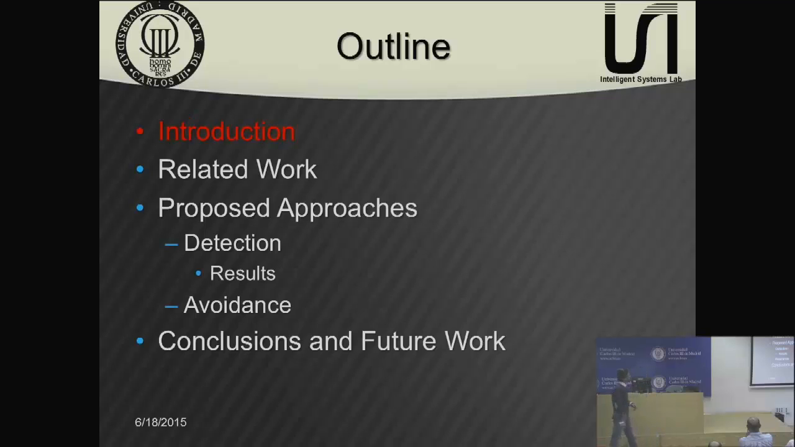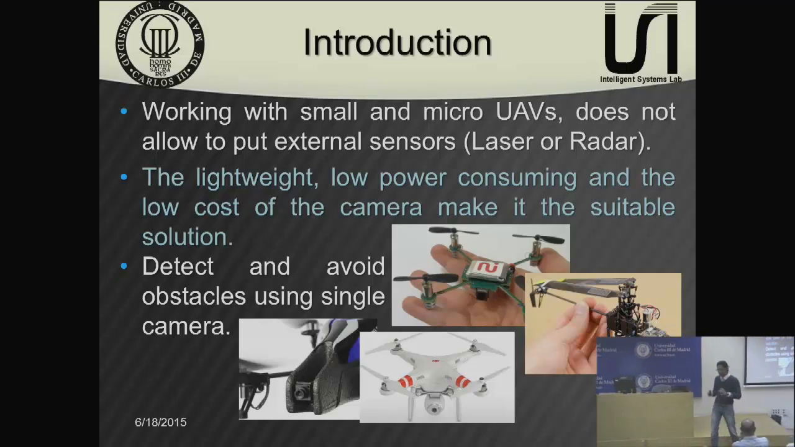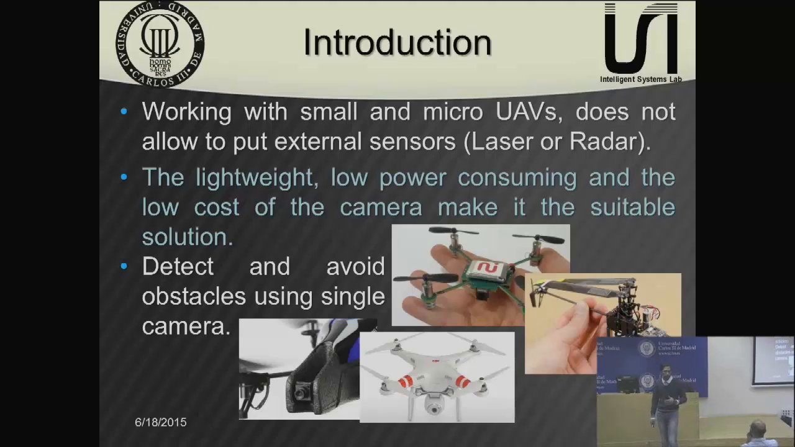Starting from our introduction, the problem is that obstacle detection is considered an important part of autonomous navigation systems. And this part is very challenging, especially when we work with small and micro aerial vehicles. That's because these vehicles cannot carry external loads like laser or radar.